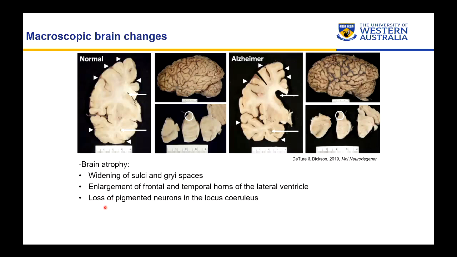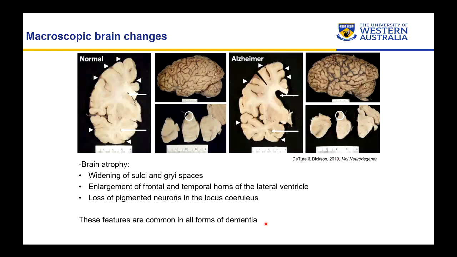And another change that you see is loss of pigmented neurons in the locus ceruleus. The locus ceruleus is shown in this picture. It's a brainstem structure, and there's a population of noradrenergic neurons there that are really dark in color. So you can see this little dark spot in that white circle. But in this brain that had Alzheimer's, you don't see those pigmented neurons in that brainstem. So you're losing those neurons.